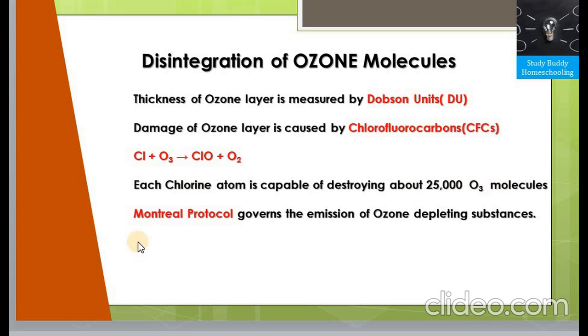So in 1987 the Montreal Protocol was initiated, which governs the emission of ozone depleting substances into the environment. You'll have to remember this protocol, the Montreal Protocol, which called for the ban of chlorofluorocarbons. Still, this chlorine, which plays a very important role in the destruction of the ozone layer, stays in the atmosphere for a very long period of time.